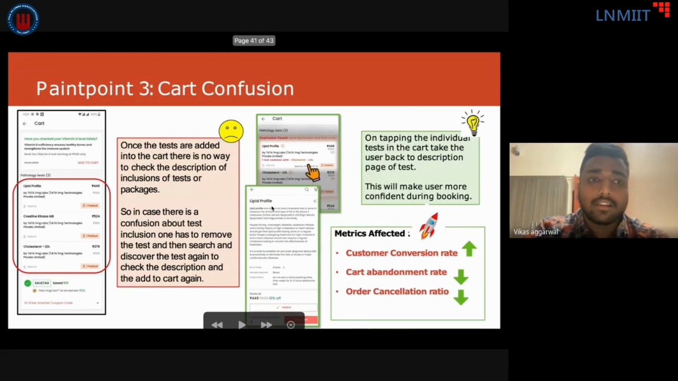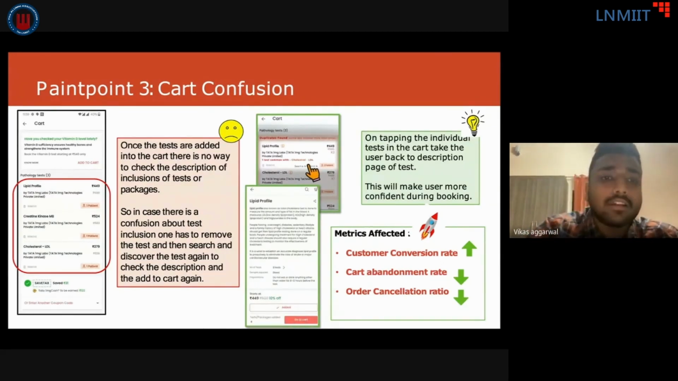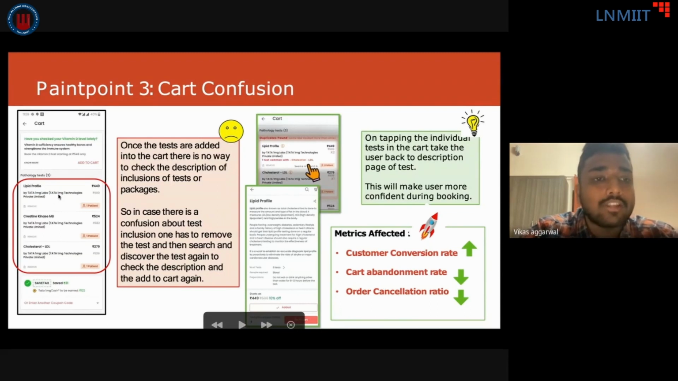ठीक है, last pain point is cart confusion. So once the tests are added, there is no way to check the description of the inclusion of test or packages. ठीक है, अब देखो मैंने लिपिड प्रोफाइल ऐड करा, क्रिएटिन टेस्ट ऐड करा, कोलेस्ट्रॉल ऐड करा. ठीक है, अब हो क्या रहा है, मुझे ना इन्फॉर्मेशन नहीं मिल रही. मैंने ऐड तो कर लिए, मतलब पहले इन्फॉर्मेशन थी, लेकिन जब मैंने कार्ट में ऐड करे ना, I don't have any information. What does lipid profile mean, what does cholesterol LDL mean, and what does creatine kinase MB mean. ठीक है. What are the recommendations now?